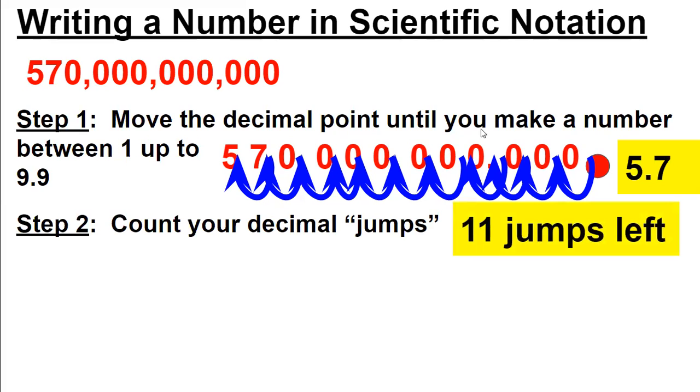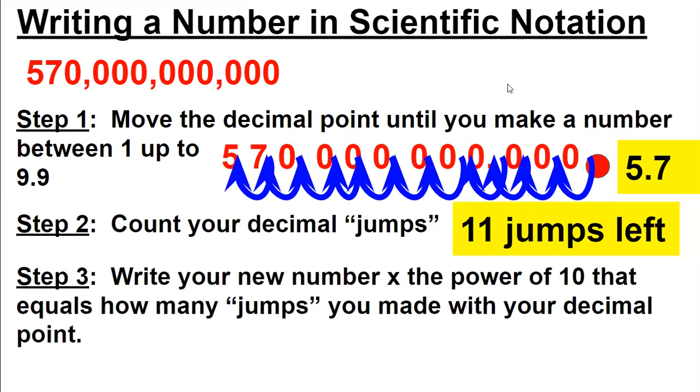And by the way, don't start counting until you've actually jumped. So if you start here and you say 1 and then you jump and say 2, you're going to be off, right? You start here and you jump and then you say 1, and then you jump and then you say 2, okay? So you don't get messed up when you get some really large numbers.